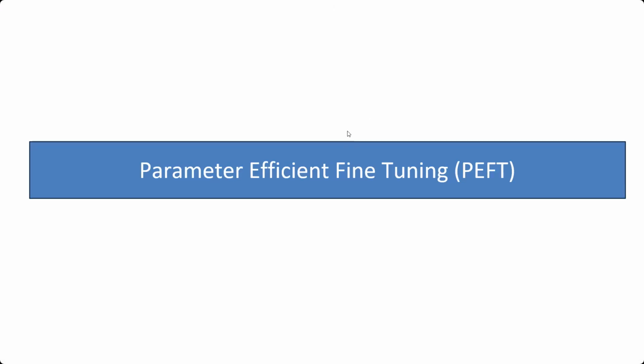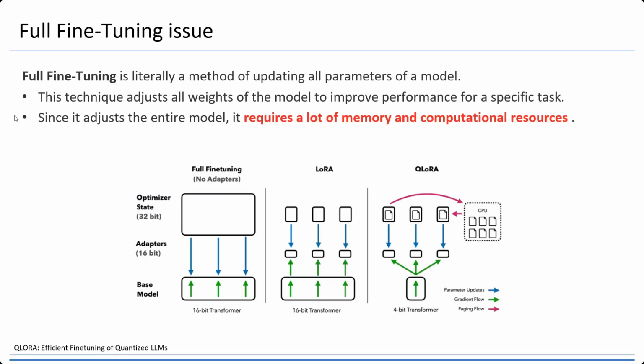Okay, the final section in this slide is about parameter efficient fine tuning. So what is parameter efficient fine tuning? People usually use PEFT. What we learned before was full fine tuning. Full, as I mentioned to you, means we do it with all the weights. We update all parameters of a model.